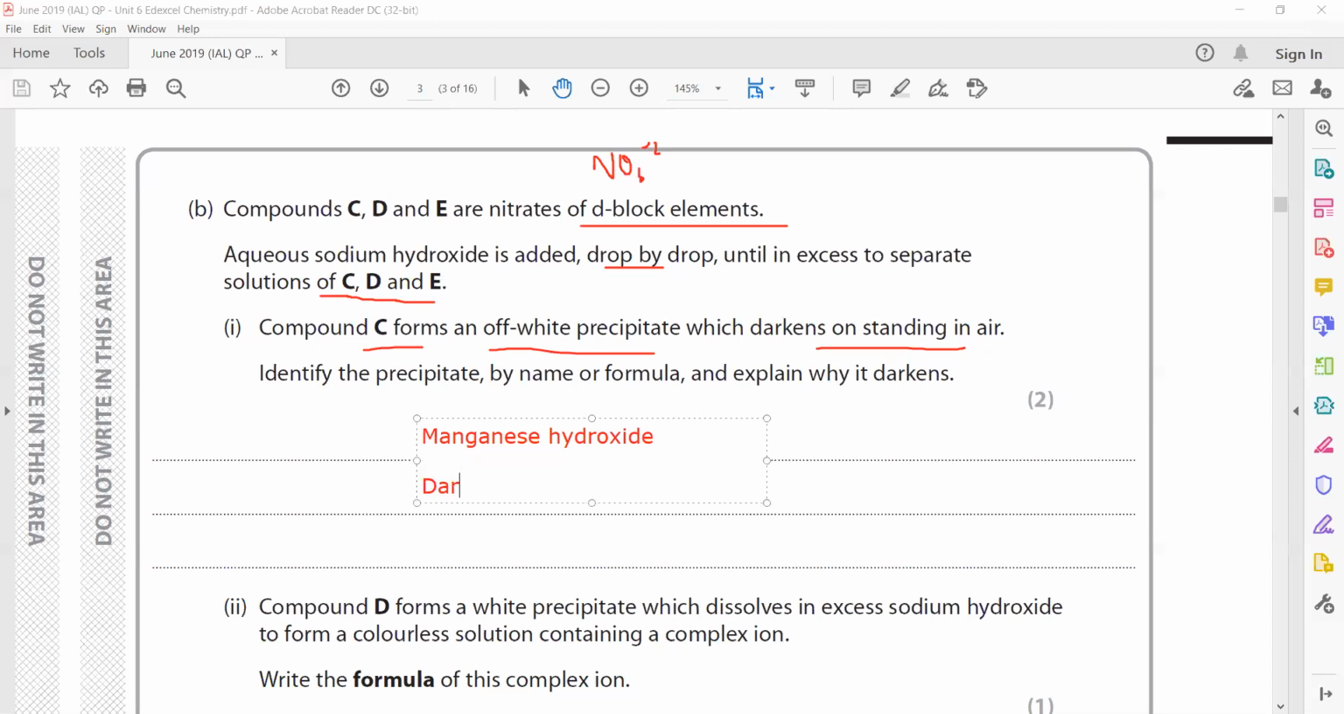and it darkens because it reacts with the surrounding oxygen, or it is oxidized, or oxygen is added, or there is an increase in oxidation number.